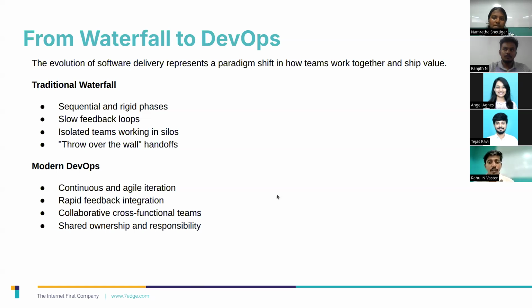Developers wrote the code and tossed it over the wall, saying this has to go to production. The operations team took all the code and deployed it, but whatever firefighting happened in production was all for them. They did not know much about the way of development. The collaboration was not there. That was a major problem.